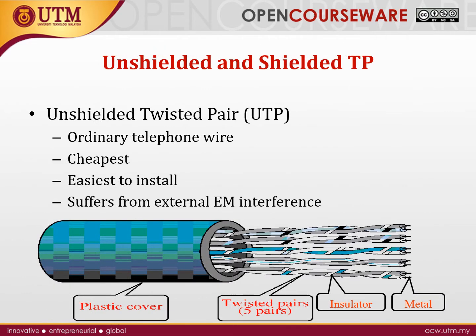And when we talk about twisted pair, there are actually two types: the unshielded and the shielded twisted pair. The unshielded is the ordinary telephone wire, and it's the cheapest type and the easiest to install, and it suffers from external EM interference. For example, in this picture, as you can see, here is the plastic cover, and then we have twisted pairs. Between each one of them there is an insulator, and then finally we have the metal which is going to conduct or transfer the data.